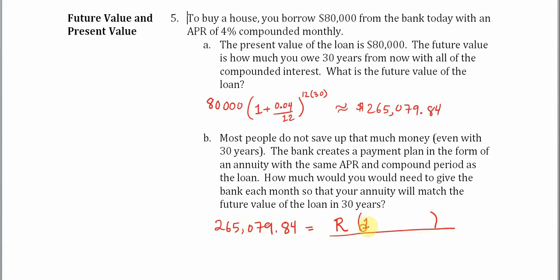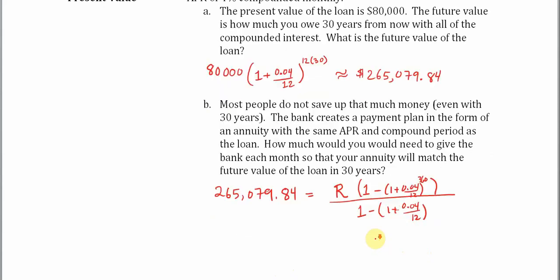So this is R times 1 minus 1 plus 0.04 divided by 12 raised to the 360th power, all divided by 1 minus 1 plus 0.04 over 12. All right. So it's a fairly simple equation. It looks complicated, but it's just a number on the top here, a number on the bottom. Solve that out and divide both sides to get R.